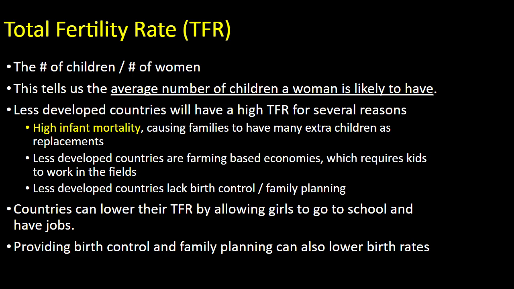Yeah, it's a replacement. Less developed countries are farming based. We talked about that. Less developed countries lack birth control or family planning. Family planning is a nice way of saying birth control. It's just saying you're considering not producing as many kids as possible. And I'm going to use the point again: countries that have lower rates of women empowerment are going to have a higher total fertility rate.